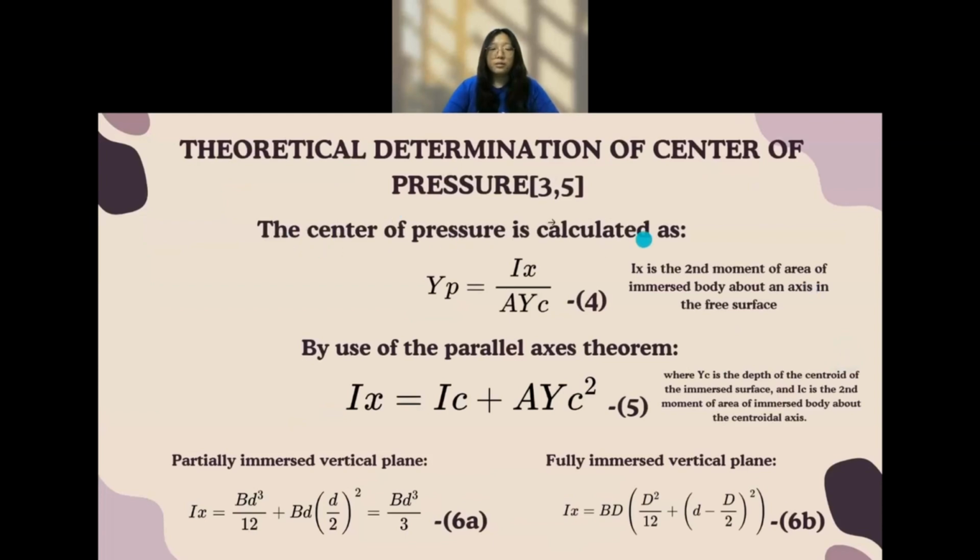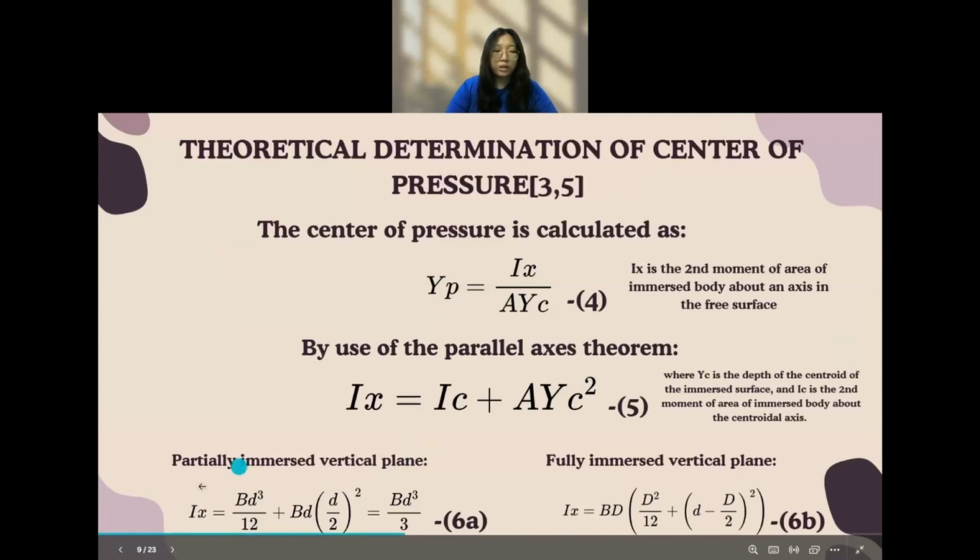The center of pressure can be calculated by using this formula. Yp is equal to Ix over A yc. So Yp is the center of pressure, and Ix is the second moment of area, and A is the area, and yc is the depth of the centroid. So by use of the parallel axis theorem, which is this formula, Ix is equal to Ic plus A yc squared. So for partially immersed vertical plane, we can use this formula.